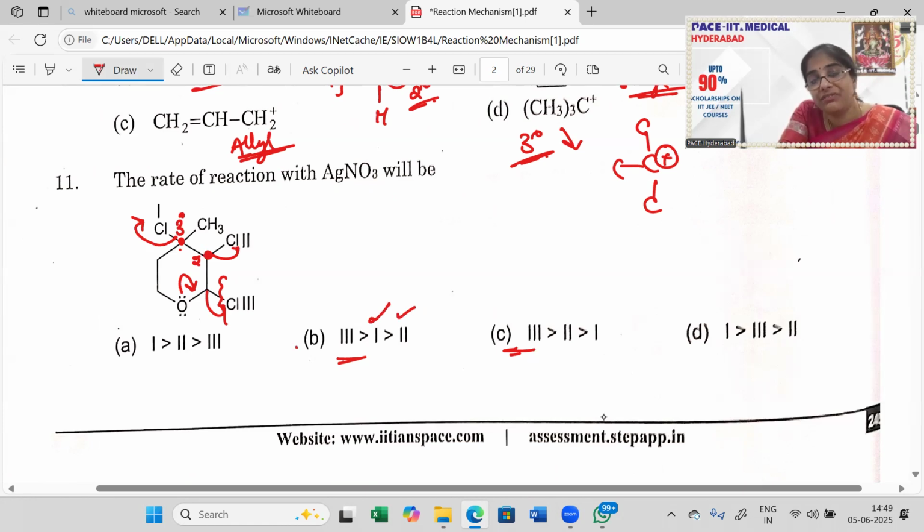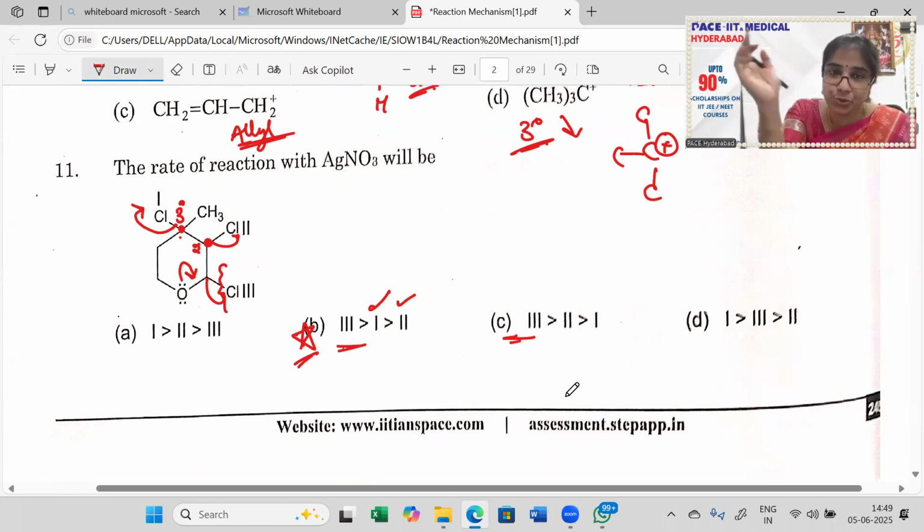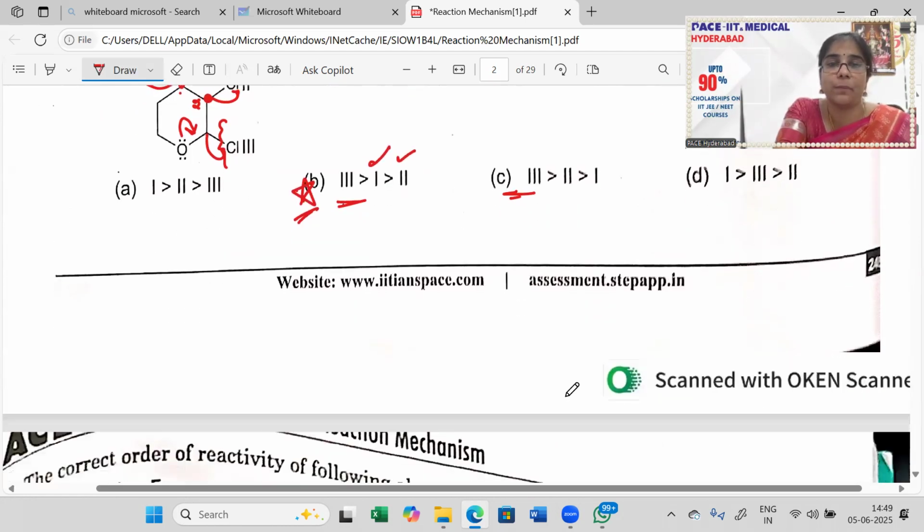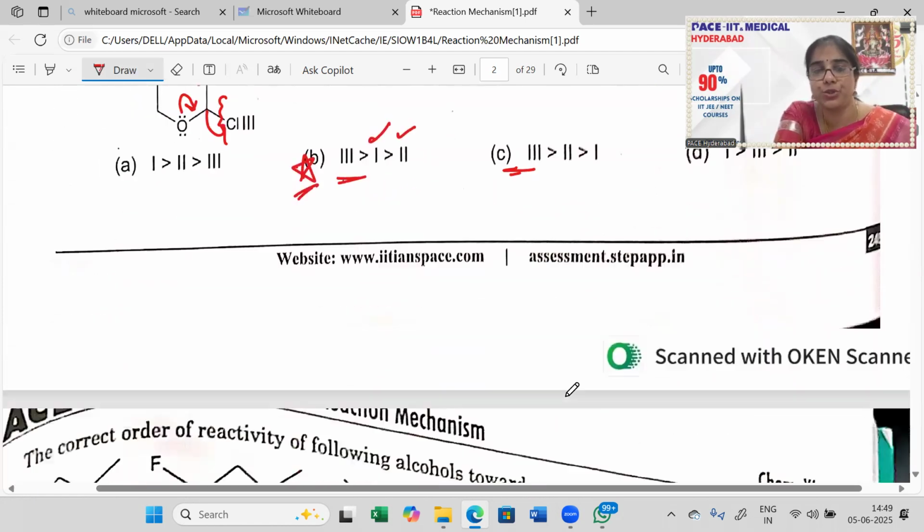So why 3 first? Although it is a 2-degree carbocation, it is having resonance. Although it is a 1-degree carbocation, it is having resonance stabilized structures. Therefore 3 is the first to go easily. All right. Next, option B is your answer, the 3, 1, 2.